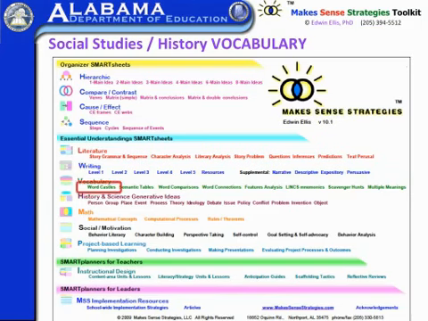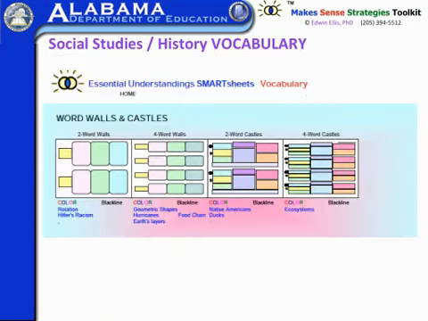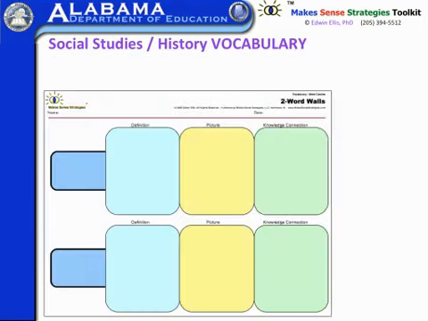And so we're going to start with a very simple one just to kind of lay some foundation down. And so if you click on Word Castles, it'll open up this page. And we're just going to look at a simple one. And if you look at the prompts on this one, you have a term, what's the definition of the term, draw a picture of what it looks like, and then what would be a knowledge connection.